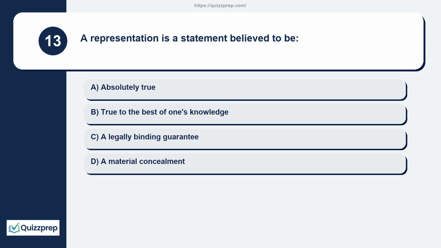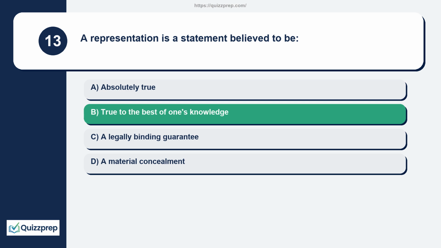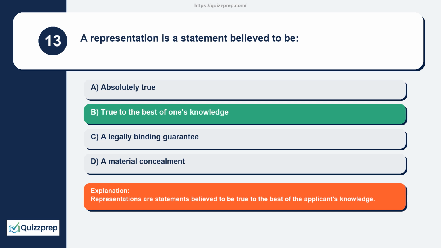Question 13. A representation is a statement believed to be absolutely true, true to the best of one's knowledge, a legally binding guarantee, a material concealment. Representations are statements believed to be true to the best of the applicant's knowledge.